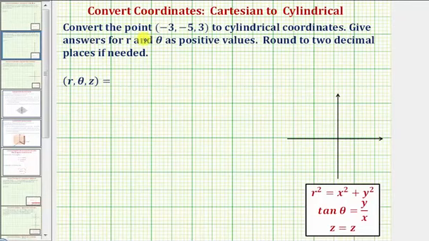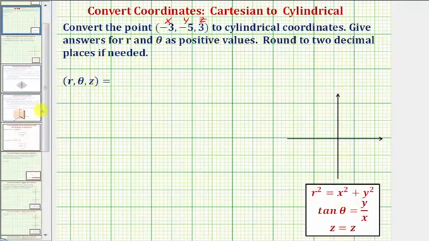We're going to convert the point with Cartesian or rectangular coordinates (-3, -5, 3). We want to use positive values for both r and theta, and we're asked to round to 2 decimal places if needed. Because the given point has Cartesian coordinates, we know x equals -3, y equals -5, and z equals 3. To find the cylindrical coordinates, we'll need to find r, theta, z using our formulas below.